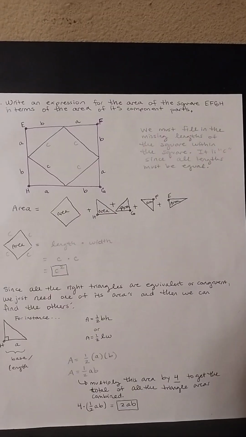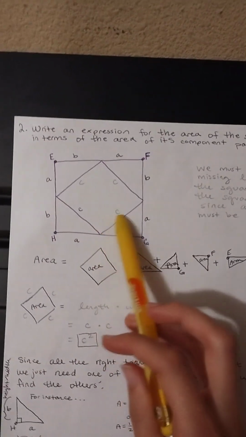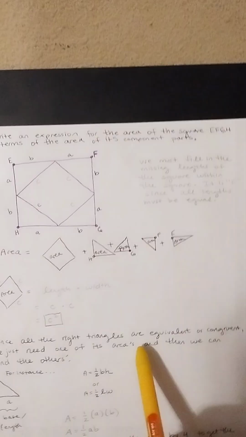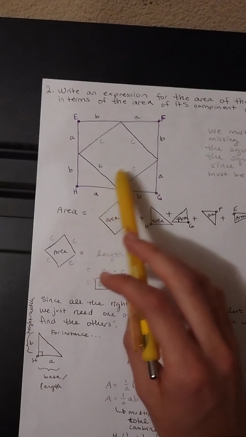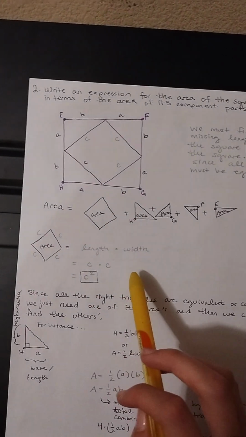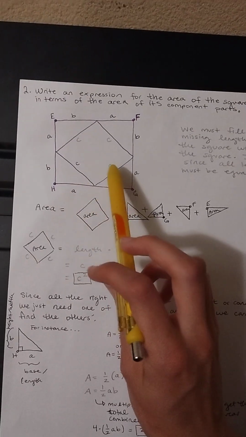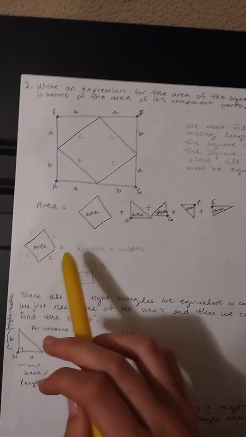So part 2, write an expression for the area of the same square in terms of the area of its component parts, meaning using our different shapes. So we're using the triangles and this middle square. There is a way we can do this, and this provides more visuals for you. So we must fill in the missing lengths of this inner square for this part. We know since it's a square and we're given that one length is C, the others have to be C because the square has equal lengths.